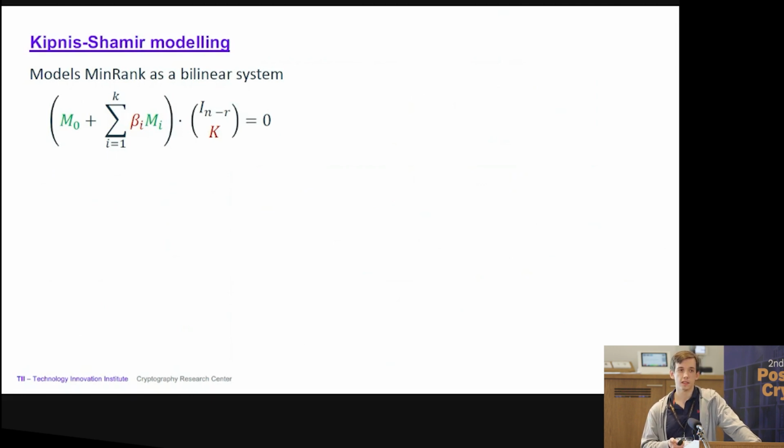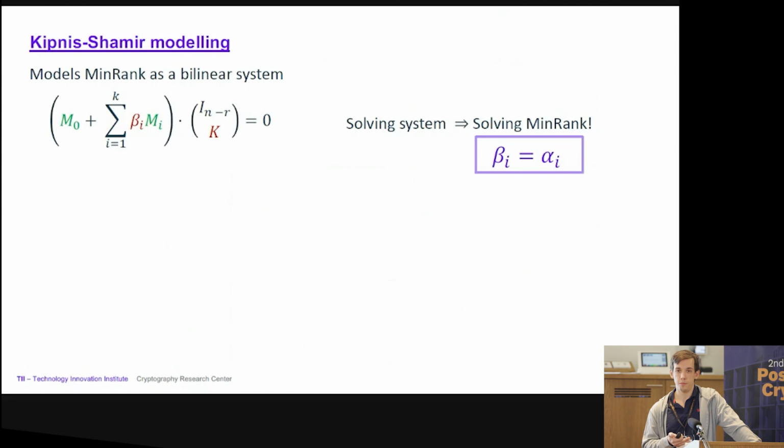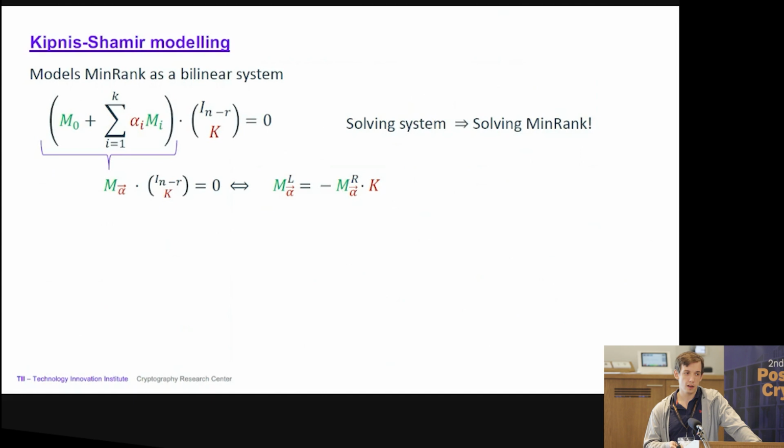What's more important is that solving this system, so finding a beta and a k that fulfills this system, is actually solving min-rank. Solving min-rank in the sense that this matrix on the left, defined by the linear combination, is of rank smaller than r. So this means that the beta i's actually solve the min-rank problem. So we call them alpha i's again, as in the definition of the problem. So we substitute them here. And then we call this matrix M alpha.